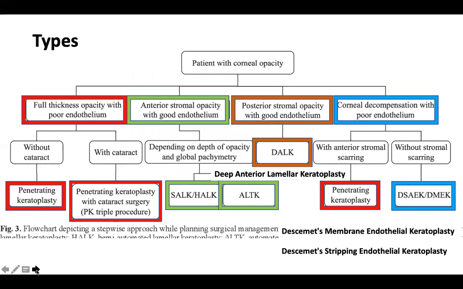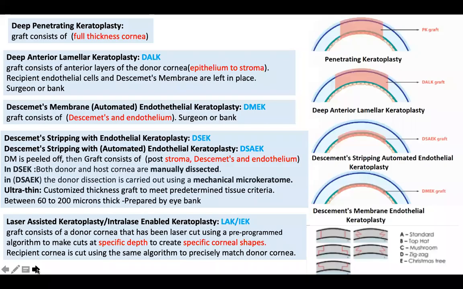These are the possible types of the graft. It could be penetrating, it could be triple procedure, penetrating keratoplasty together with cataract surgery and IOL. It could be deep anterior lamellar, it could be DSEK or Descemet membrane endothelial keratoplasty or Descemet stripping endothelial keratoplasty. We are going to mention this later. So these are the possible surgeries.